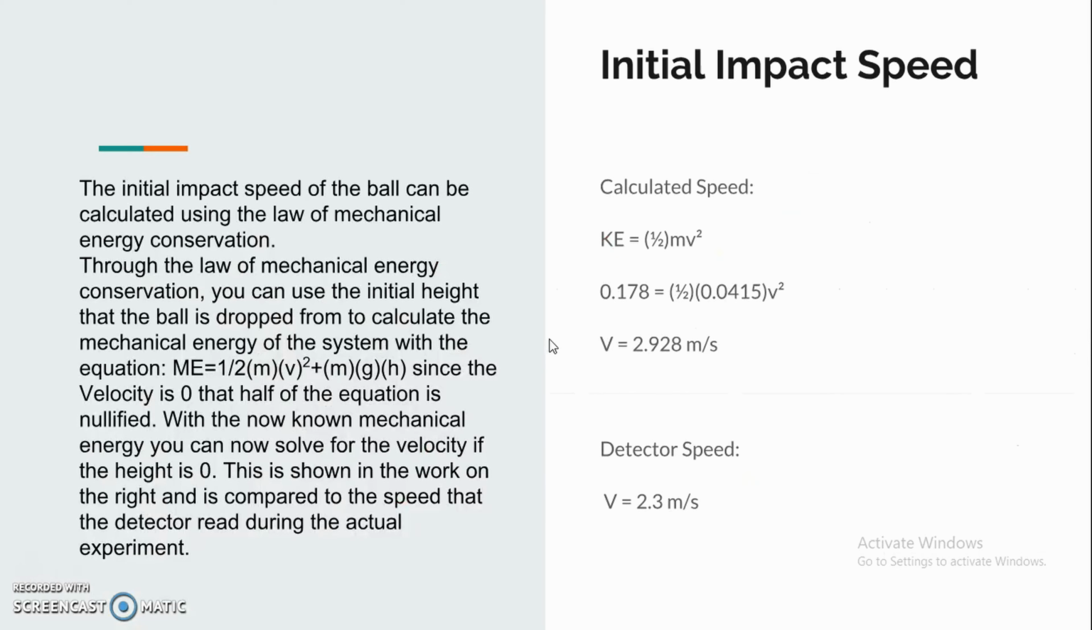Here on this slide, we calculated the initial speed. Our kinetic energy was 0.178 joules, and we plugged it into the kinetic energy formula to find the velocity. Our mass of the ball was also 0.0415, and we found that our calculated speed is 2.928. The detector measured the ball speed as 2.3, so our measurement deviated from the speed that the detector obtained by about 0.6 meters per second.